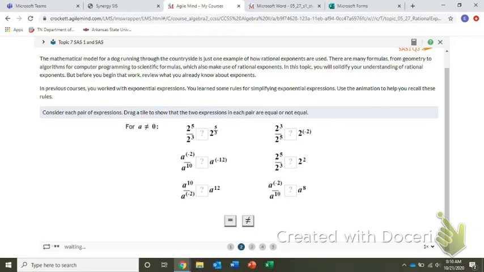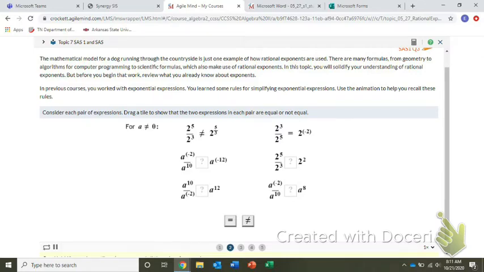on this first one, our bases are the same, 2 to the 5th, 2 to the 3rd, but it says our answer is equivalent to 2 to the 5/3. Is that correct? Nope. All right. On the right, 2 to the 3rd divided by 2 to the 5th. So I can say, since my bases are the same, 3 minus 5 equals negative 2. So that is correct.